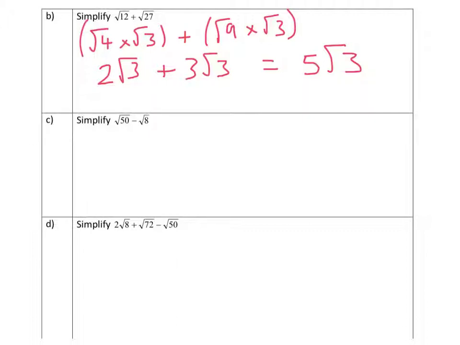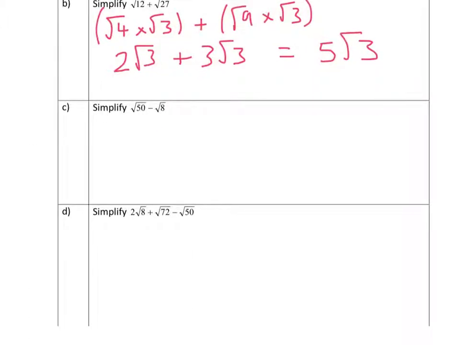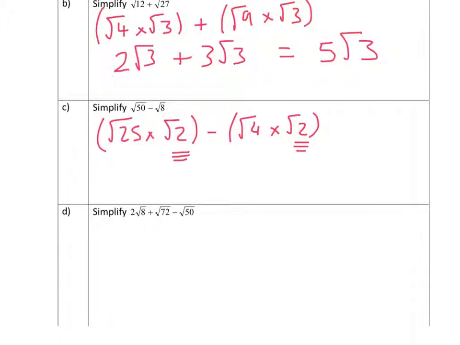Taking the next example, root 50 we can write as root 25 times root 2, and root 8 we can write as root 4 times root 2. Really we're looking to simplify so that both the surds have the same base, like we have here. Now root 25 becomes 5 times root 2 minus 2 root 2, and this simplifies to 3 root 2.